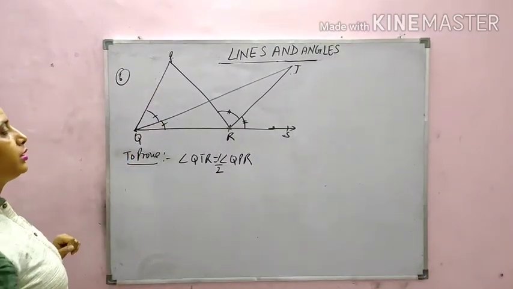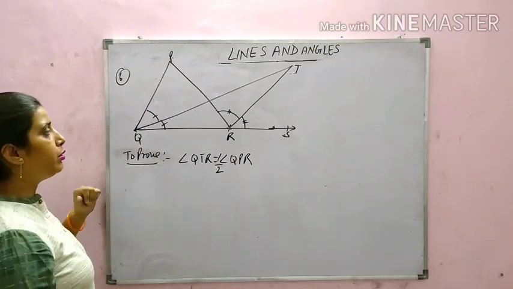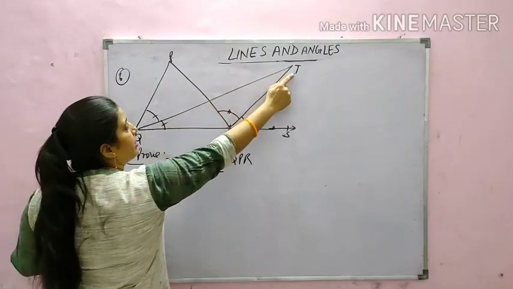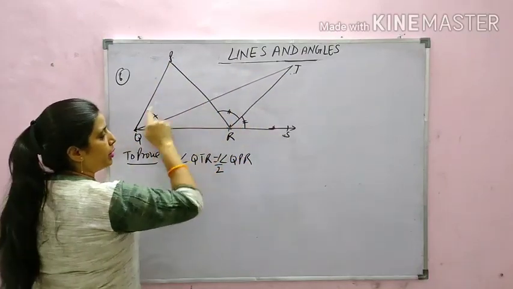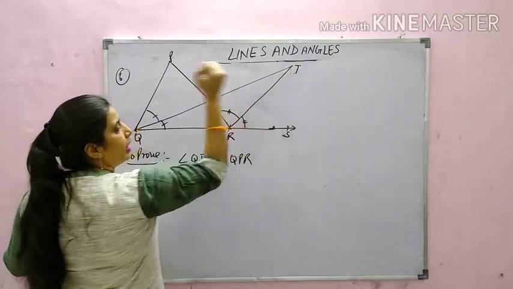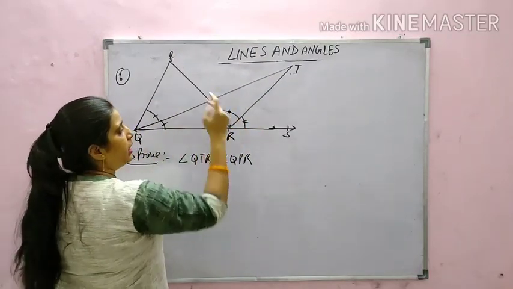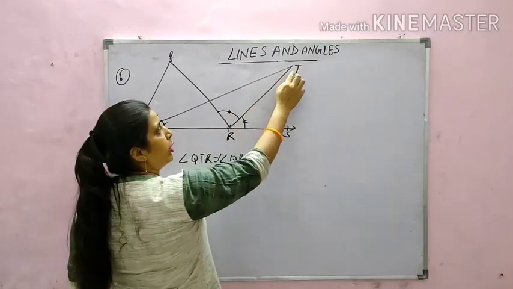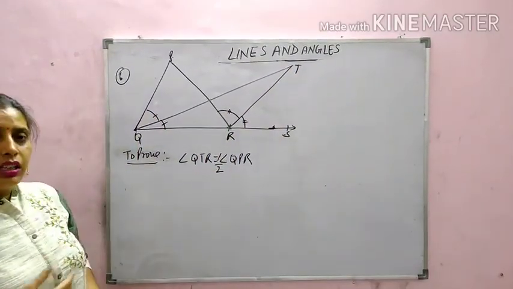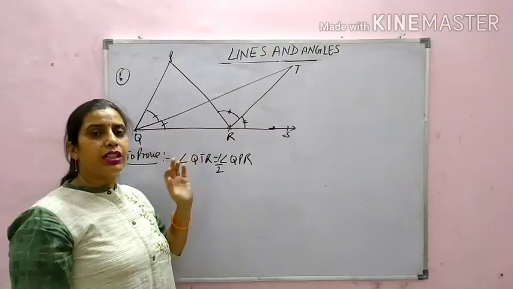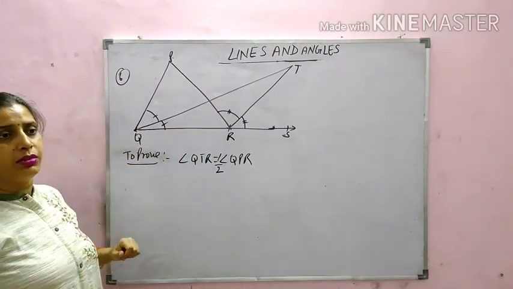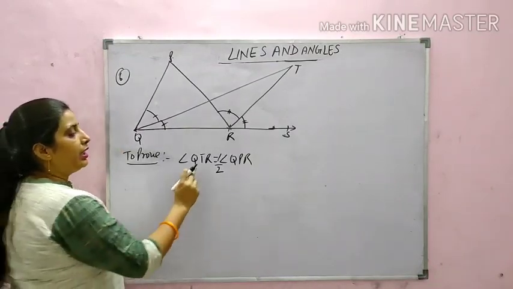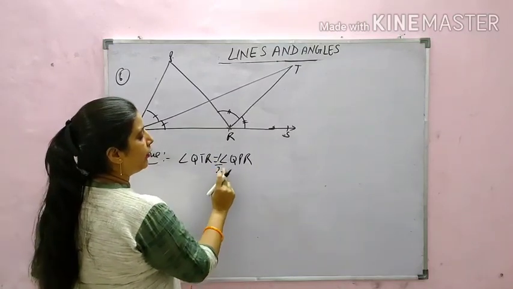Now this is a question of a different type. In this question, it is given that QT is the bisector of angle PQS or PQR, and RT is the bisector of angle PRS, and both the bisectors are meeting at point T. Clear? In the examination, the statement of this question can also come or the figure can also come. It means you have to prepare for both the conditions. Clear? Now we have to prove that angle QTR equal to half of angle QPR.